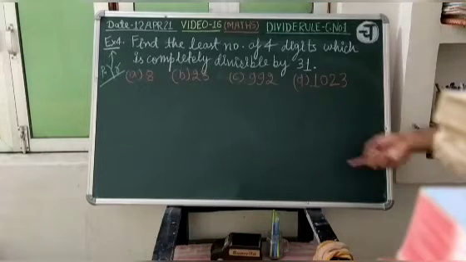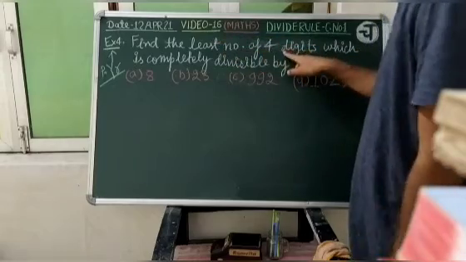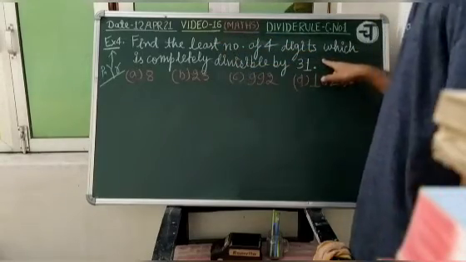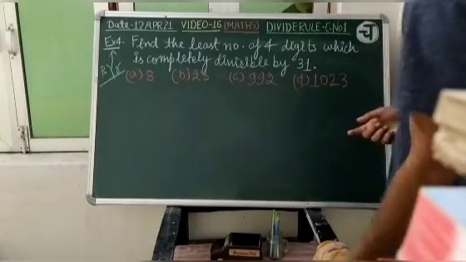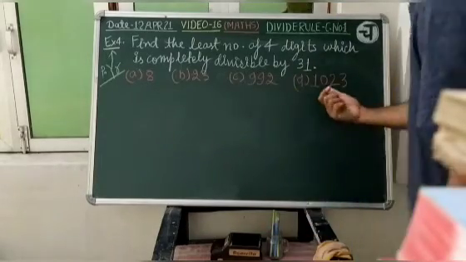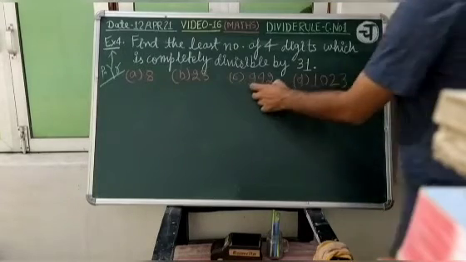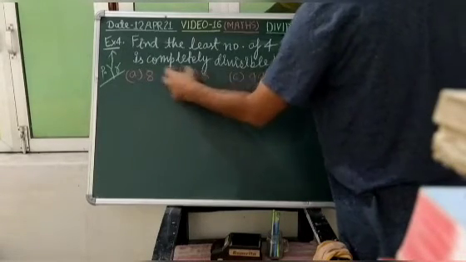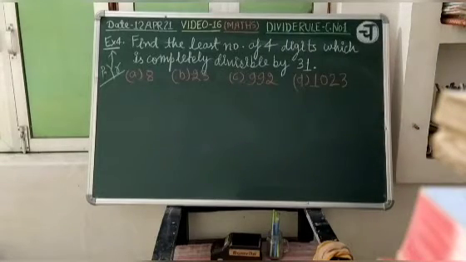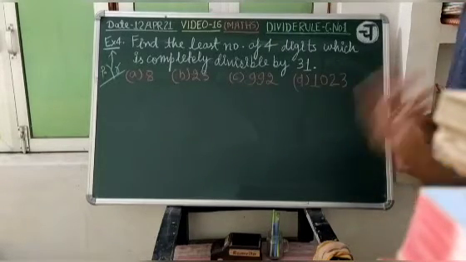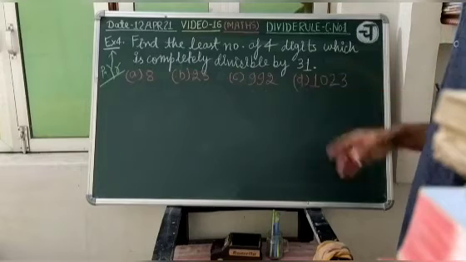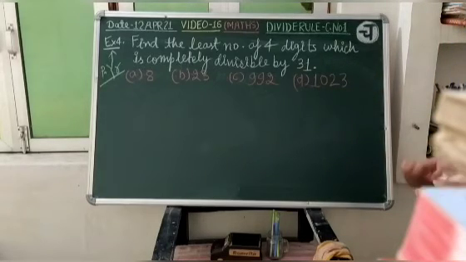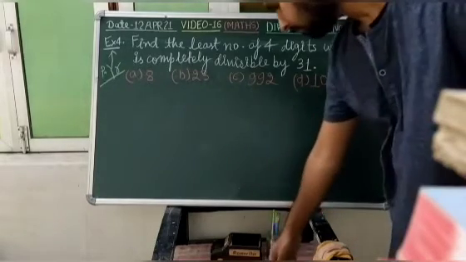Of course, the question is saying to find the least number of 4 digits which is divisible by 31, and in the options you are looking that only one option is of 4 digits. The others are of 3 digits, 2 digits, and 1 digit. Only one option is present which is of 4 digits, so of course this will be your answer. But the options will not be like this always. So how will we solve it?